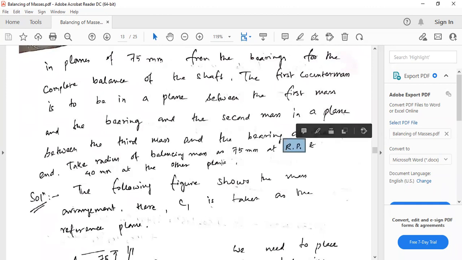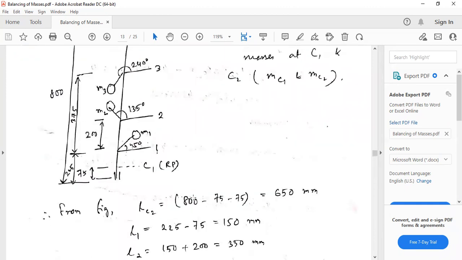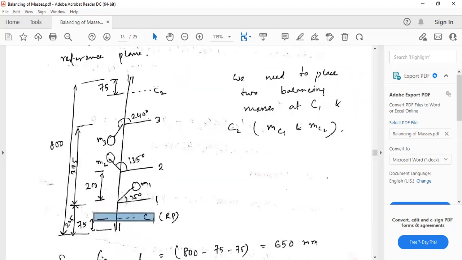RP means reference plane, and 40 mm at the other plane. That means you have to take one of them, one of the plane balanced mass. See, this is a balanced mass plane. This is another balanced mass plane. These are unbalanced masses M1, M2, M3. Here you have to balance these two. So you can take either of them as reference plane, RP.